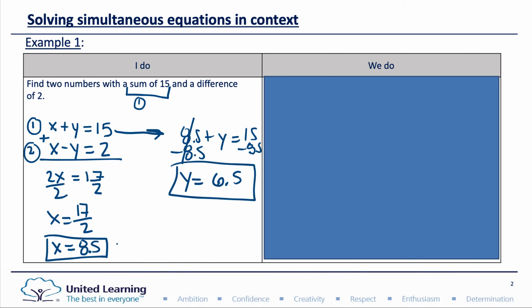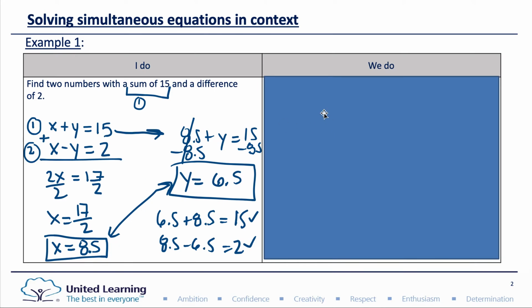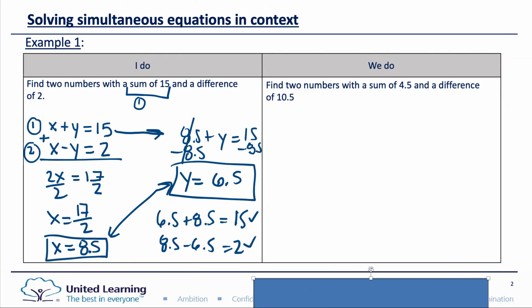All right, let's double check this. If I add 6.5 plus 8.5, do I get 15? I do. And then if I were to do 8.5 minus 6.5, I get a difference of 2. I've done it. So those are the two missing numbers. Can you please try and do a similar approach with these two?